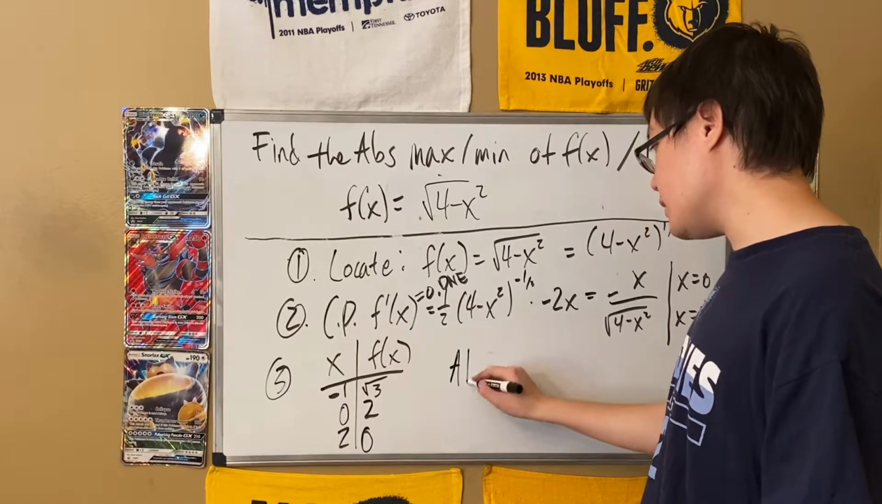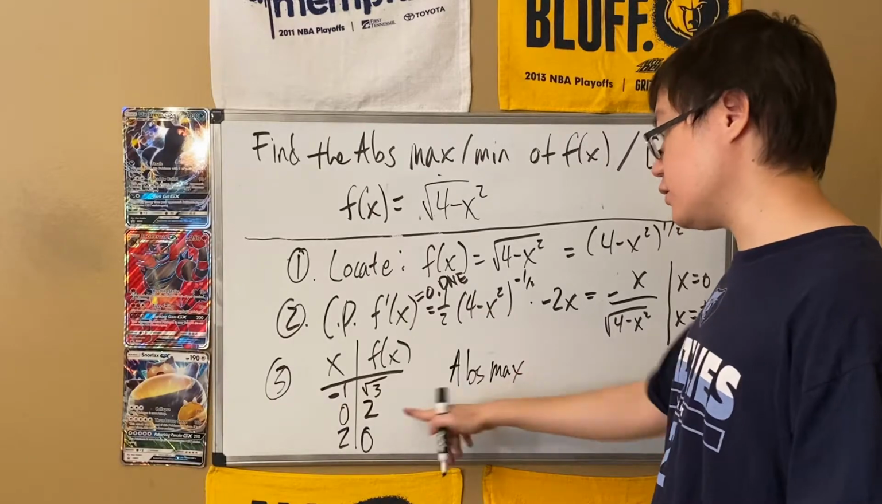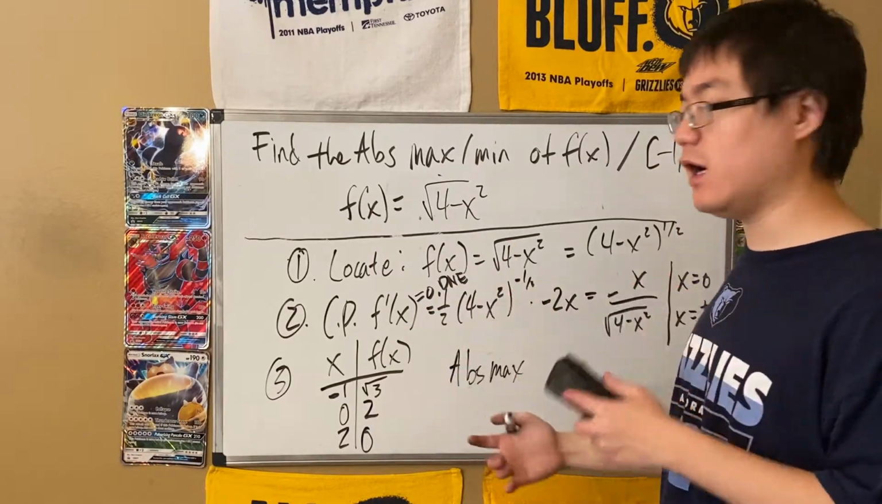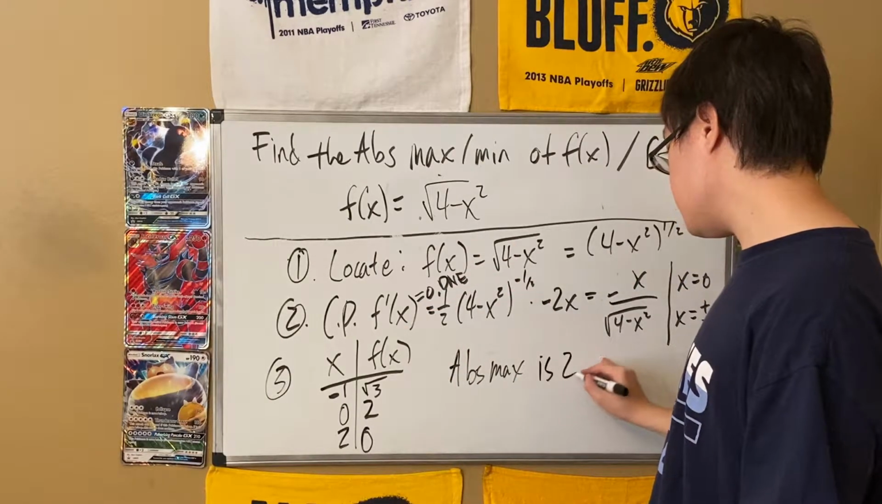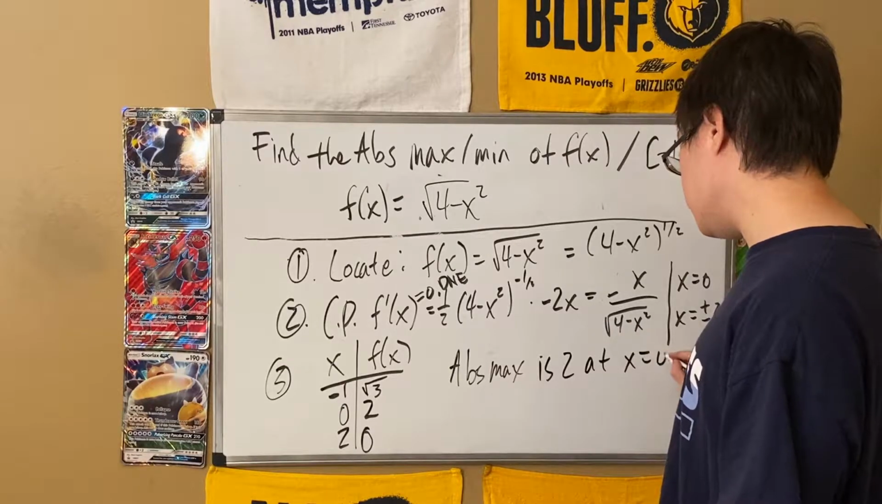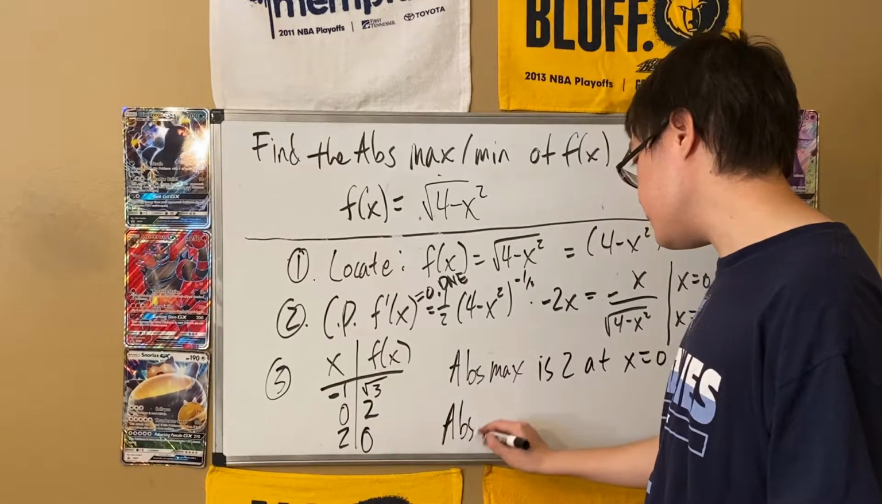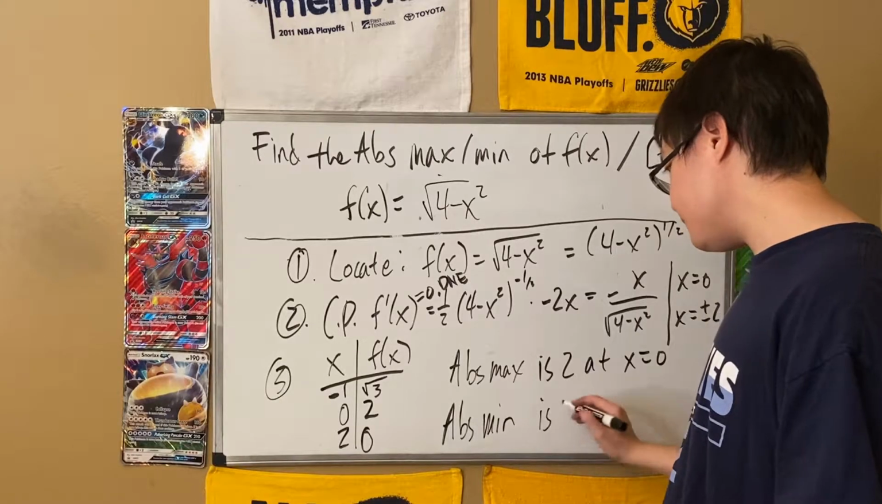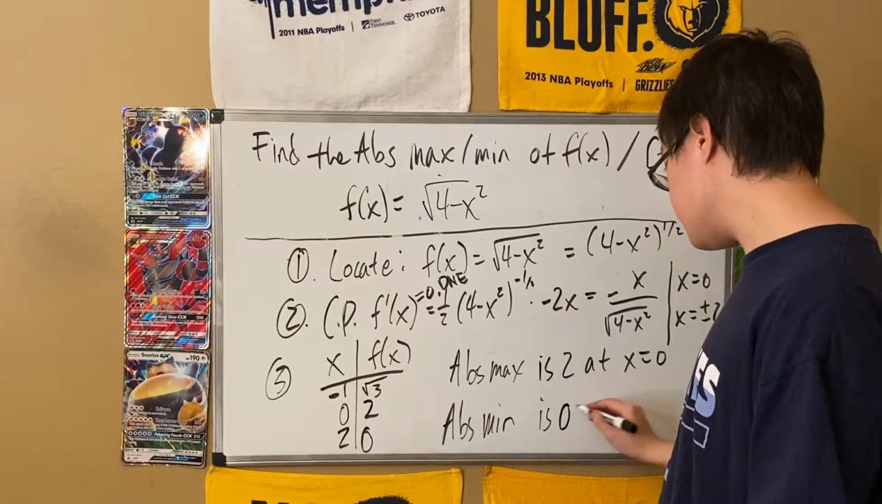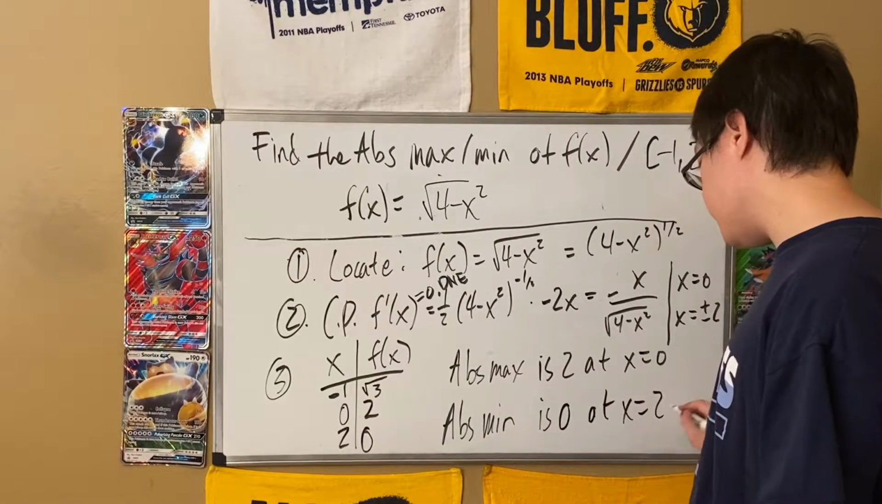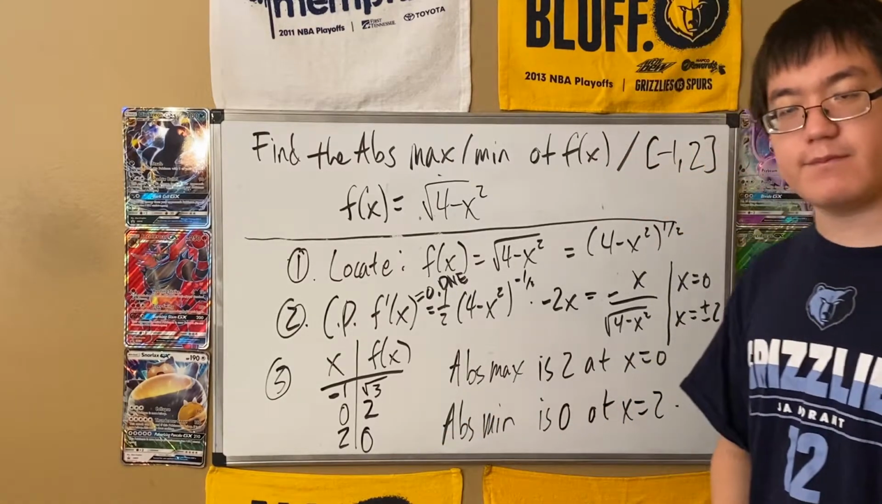So the abs max is the number 2, because that's the highest y value, and it occurs at x equals 0. Finally, the abs min is 0 at x is equal to 2, because that's the smallest minimum value.